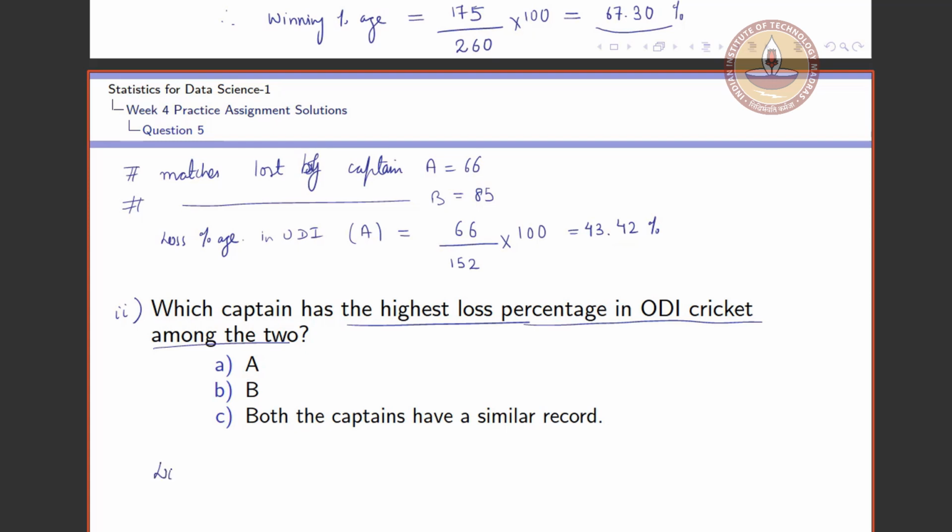Now, the loss percentage in ODI cricket of Captain B is the total number of matches lost by Captain B, that is 85, divided by the number of matches played by Captain B, which is 260, into 100, that is equal to 32.69%. So, as we can see, the loss percentage for Captain A is 43.42%, while for Captain B it is 32.69%. So, the highest among the two is Captain A. Our correct answer is A.